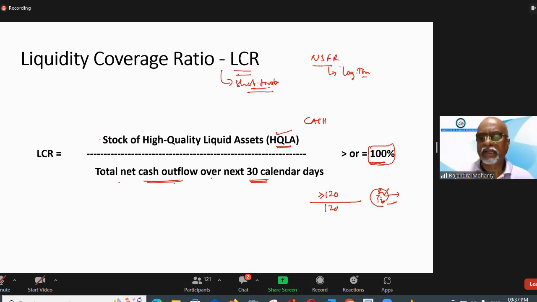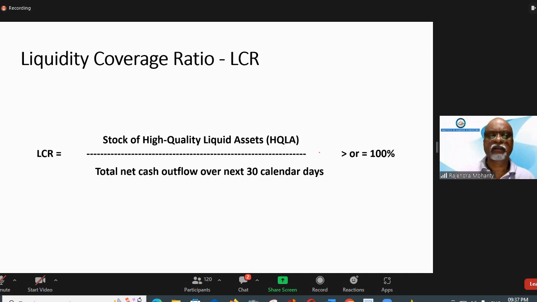This 100% was prescribed earlier to be achieved by 1st January 2019, but it was not achieved because the pandemic happened. So the deadline was extended to 1st April 2021. By this time, it was decided that every bank should have 100% LCR. Otherwise, RBI will take action. Normally some banks fall below that.